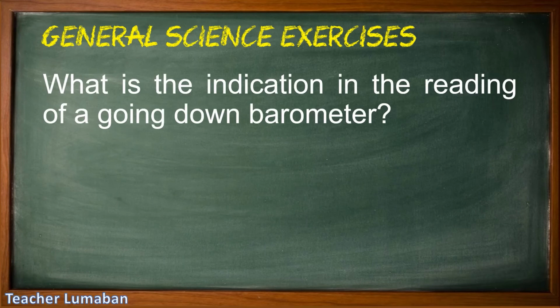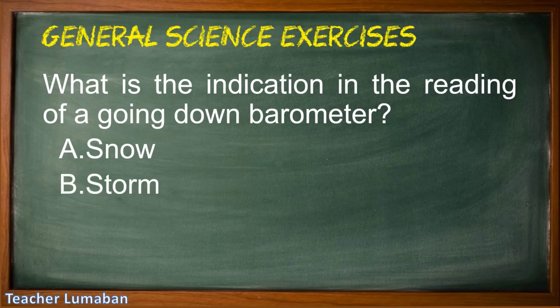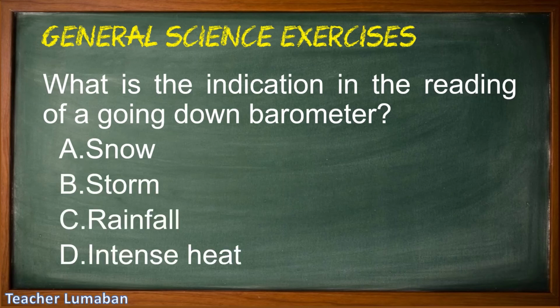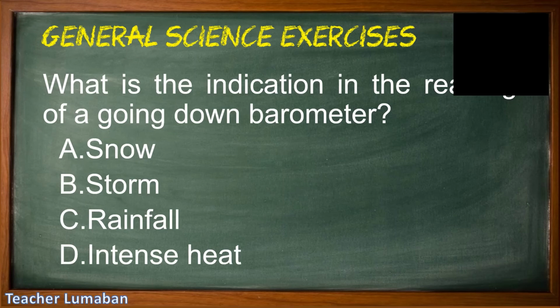What is the indication of a going-down reading of a barometer? Letter A, snow. Letter B, storm. Letter C, rainfall. Letter D, intense heat. Please choose the suitable answer to the following choices in 5 seconds.